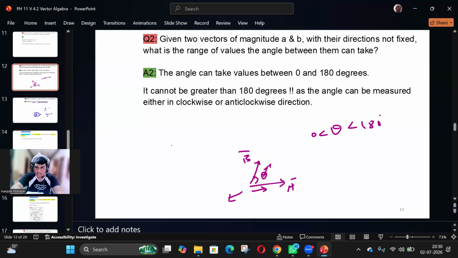If it is more than 180, we can take the shorter angle. Suppose it is like this. Instead of saying the angle between A and B is this much, you should say the angle between these two is this one. You take the shorter angle. Is it clear? So the range is between 0 and 180 only, less than 180, not more than that. It is not required to say it's more than 180. Take the shorter angle.